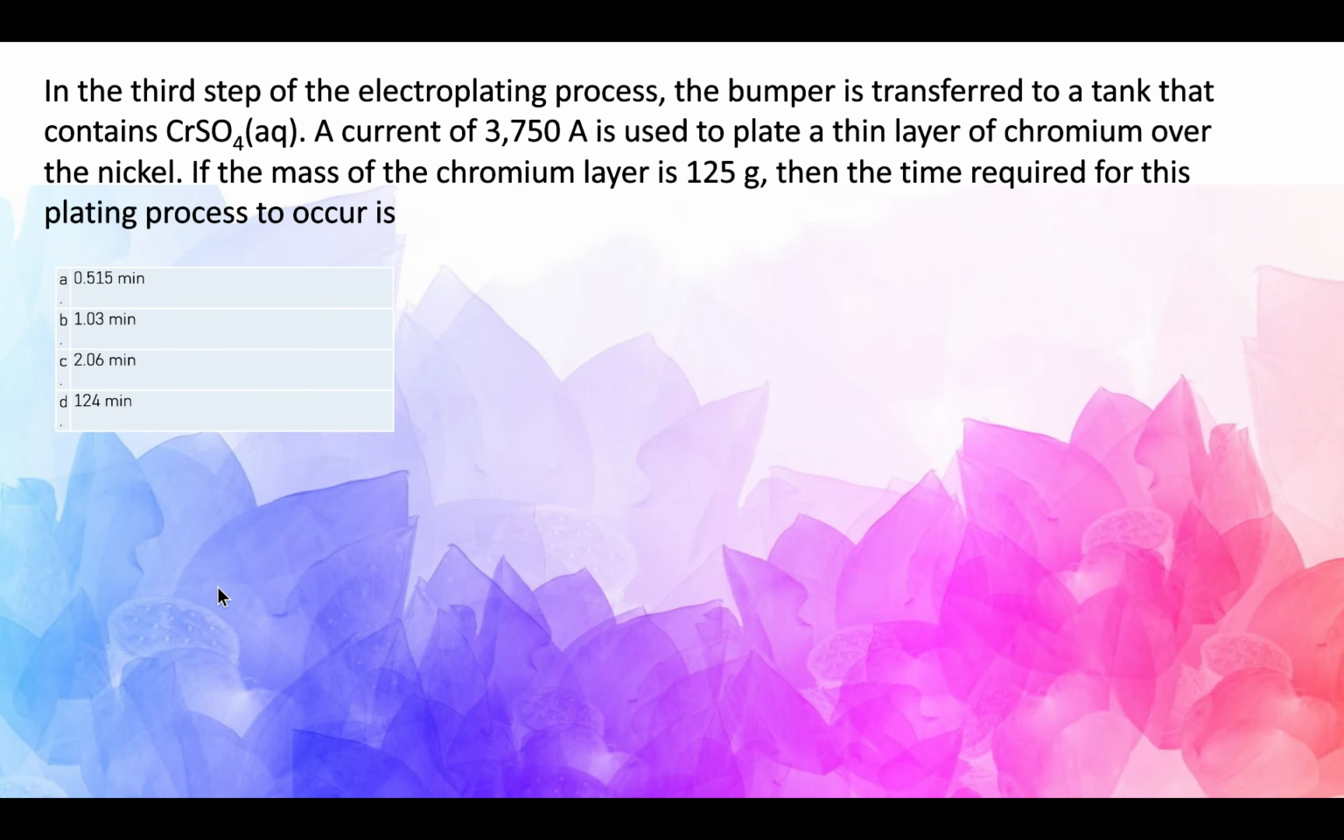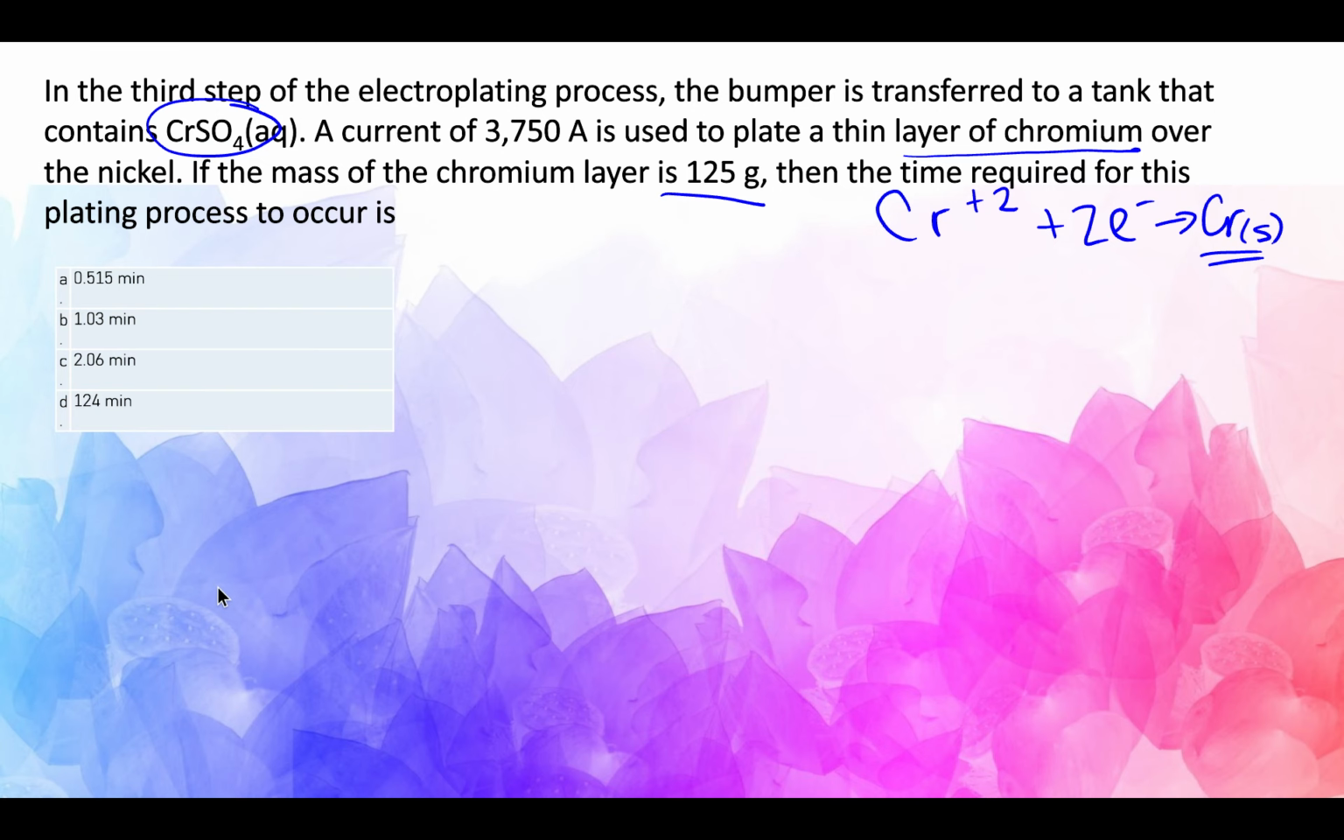Then the second part of this question brings in cell stoich. In this question, it's still telling us that we're being electroplated. The bumper's transferred to the tank that has chromium ions, and we have our current. We're going to plate chromium, so we need chromium's half reaction. So we know it's positive 2 from this compound. So it's going to gain 2 electrons to make chromium solid. That is what's being plated. In this question, it does tell you how much chromium is being plated, and we want to solve for time.